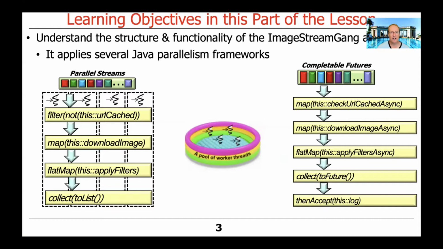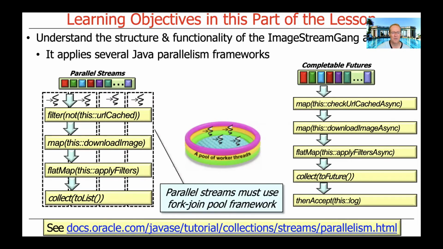This particular ImageStreamGang case study applies several Java parallelism frameworks. It applies parallel streams and also sequential streams, because those are a no-brainer to do. And it also applies completable futures, and it also applies Java reactive streams. So it's kind of a Rosetta Stone of coolness to compare and contrast these different alternatives.